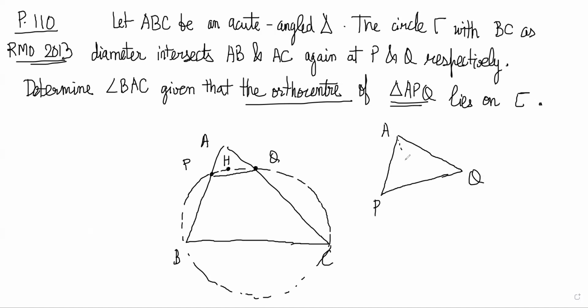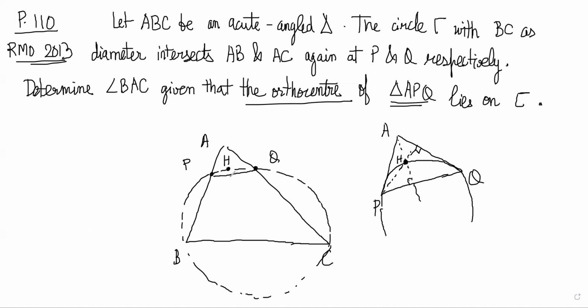And let's find the orthocenter. Orthocenter will come by altitudes like this. This is my H, and the circle passes through this. The circle will basically pass through H also and Q also. This is the situation.